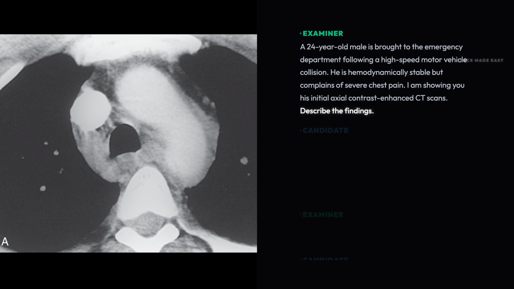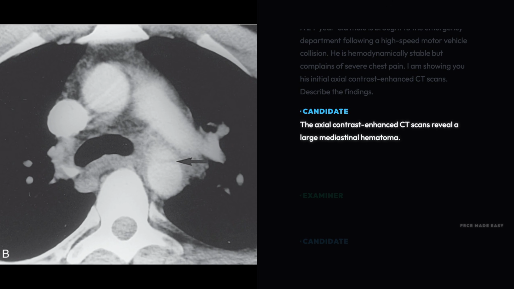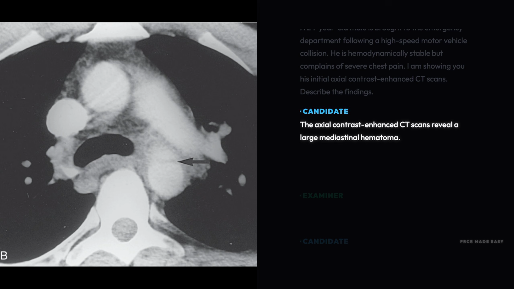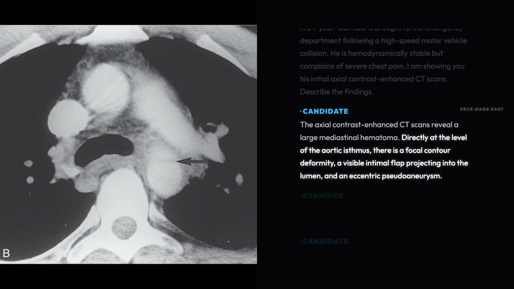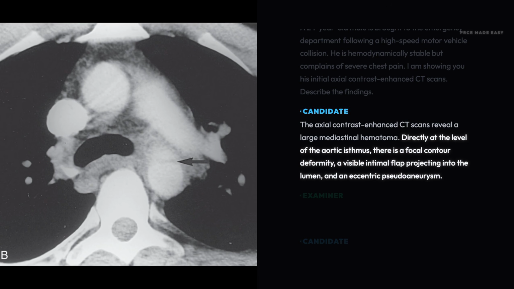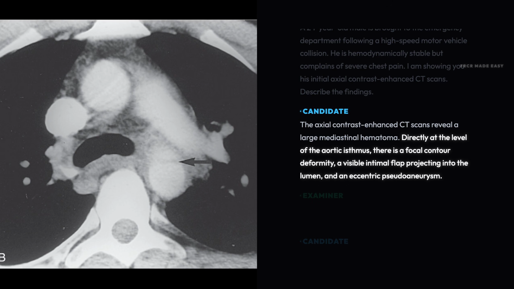Describe the findings. The axial contrast enhanced computed tomography scans reveal a large mediastinal hematoma. Directly at the level of the aortic isthmus, there is a focal contour deformity, a visible intimal flap projecting into the lumen, and an eccentric pseudoaneurysm.